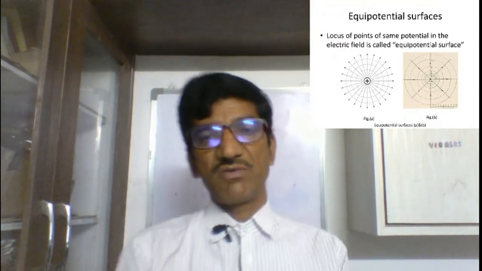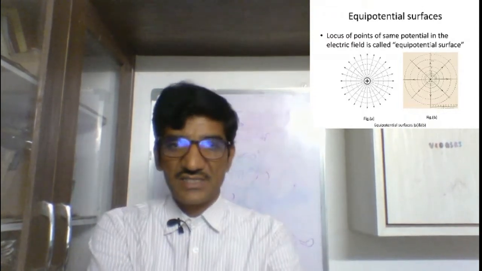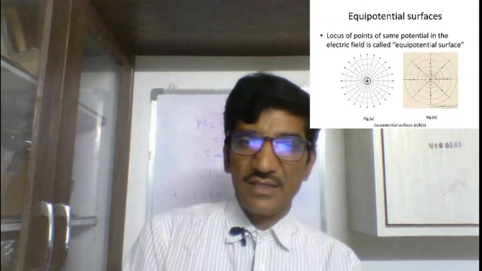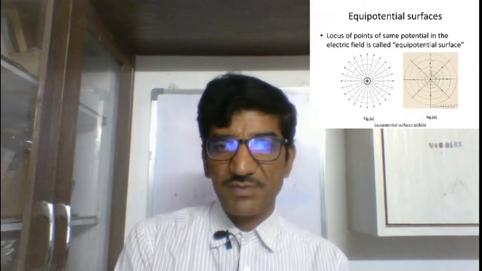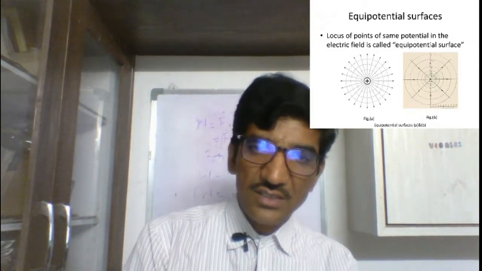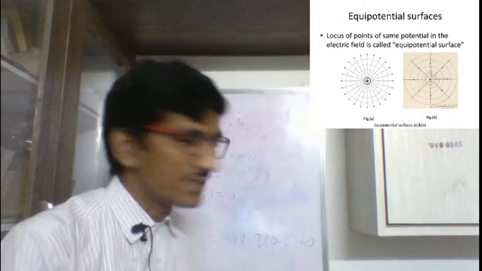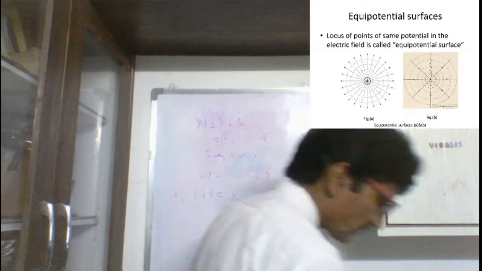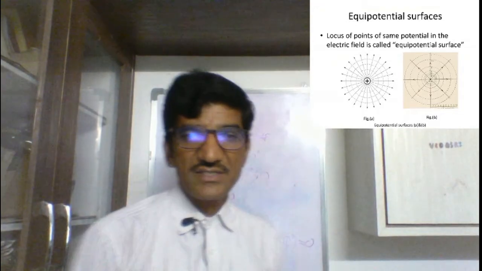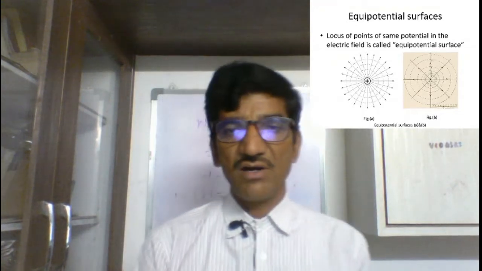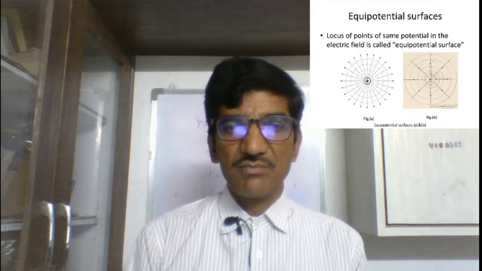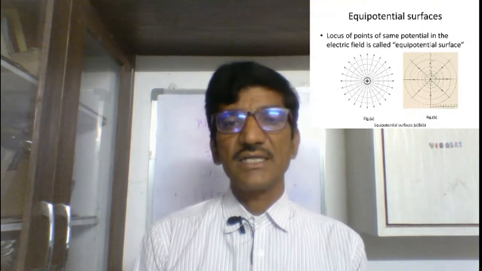You have to draw the equipotential surfaces such that the surface is perpendicular to the field line, the local field line. Okay, right. So, what are the characteristics of equipotential surfaces? These surfaces are perpendicular to the electric field lines.